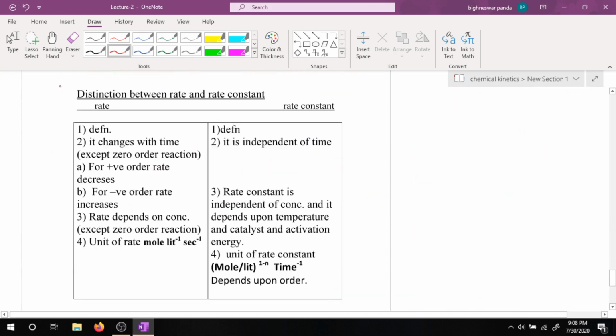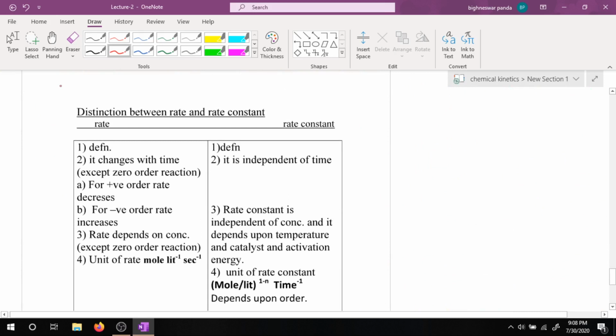Then come to next part. What is the difference between rate and rate constant? So first come to definition part. What is definition of rate? The change in concentration of any of the reactant or product per unit time is called rate of a reaction. And rate constant may be defined as the rate of reaction when the concentration is unity. So definition I have already told you. Then come to next.